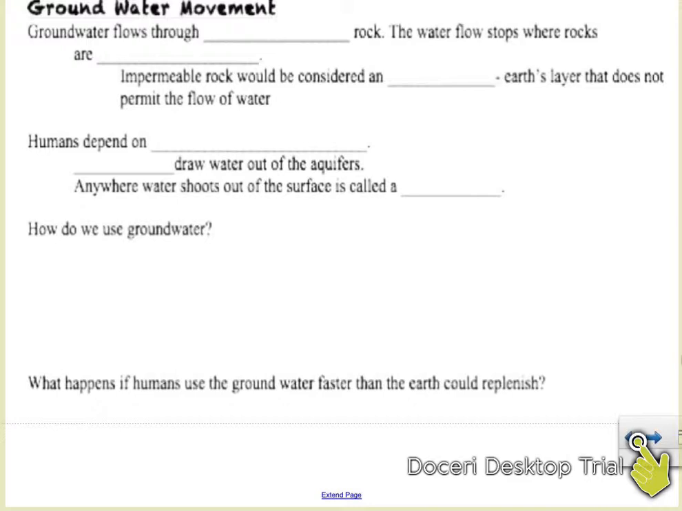Groundwater flows through a specific type of rock. So it's rock that allows groundwater to flow. Devin? Permeable. Very good.